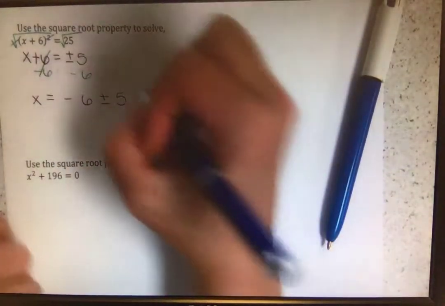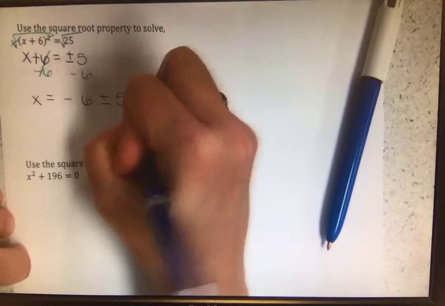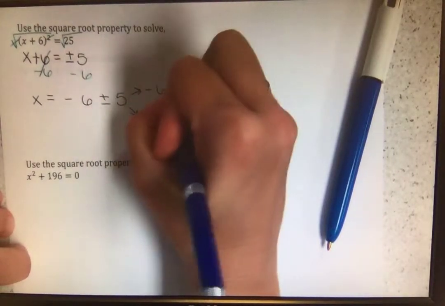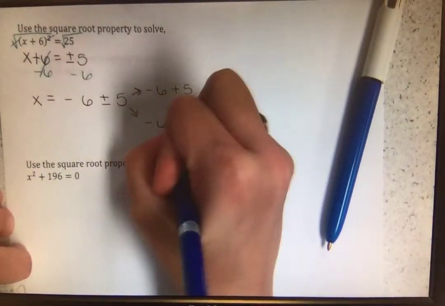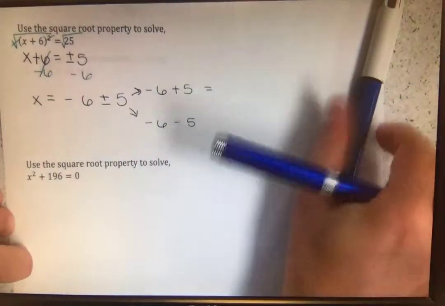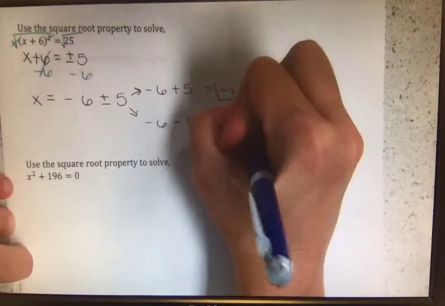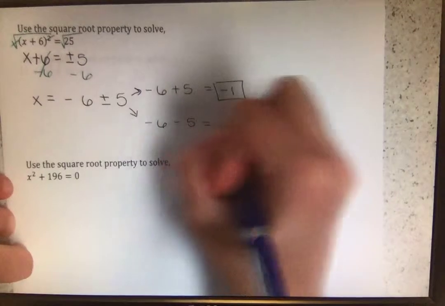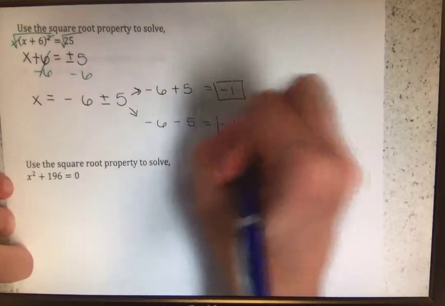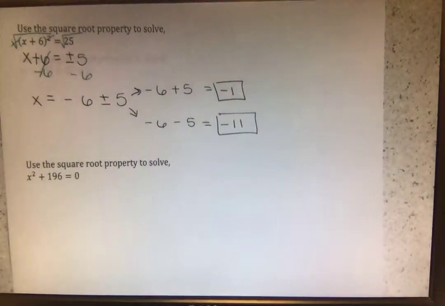Now, negative 6 and 5 are like terms, so we have to combine like terms. We have negative 6 plus 5, and we have negative 6 minus 5. Negative 6 plus 5 gives us negative 1 as one answer. Negative 6 minus 5 gives us negative 11 as our second answer. So those are both of our answers. In my math lab, we would do negative 1, comma, negative 11.